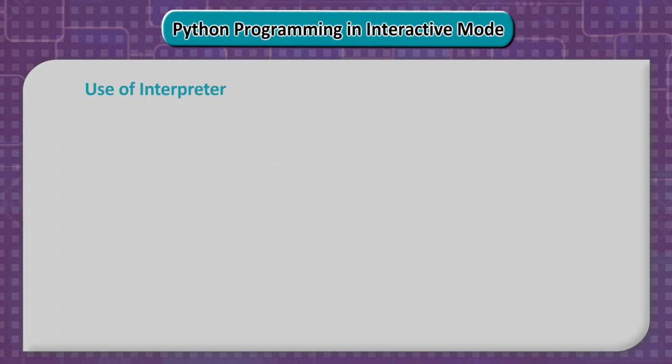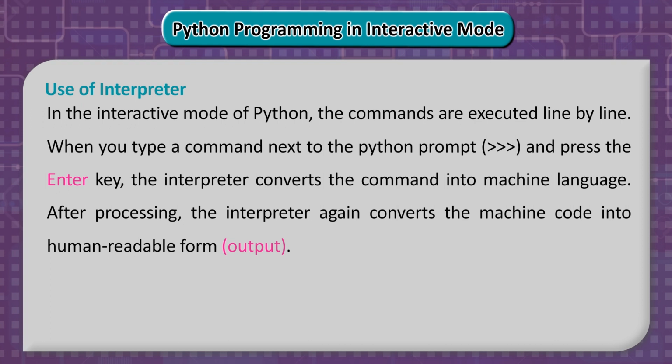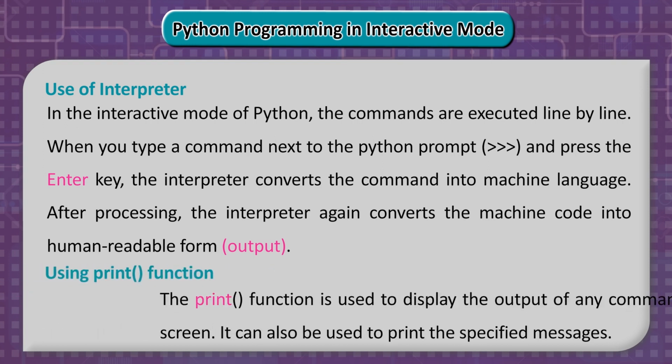Interactive mode. Use of interpreter. In the interactive mode of Python, the commands are executed line by line. When you type a command next to the Python prompt and press the Enter key, the interpreter converts the command into machine language. After processing, the interpreter again converts the machine code into human-readable form, output, using the print function.